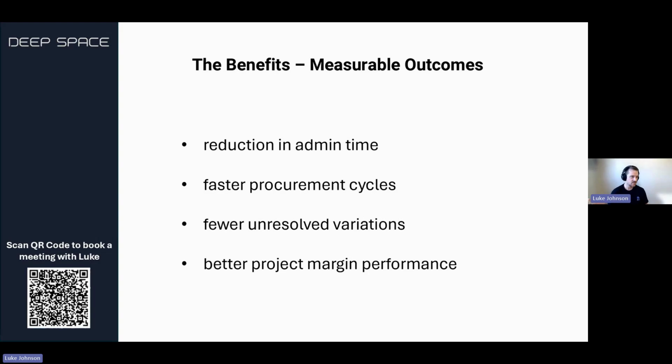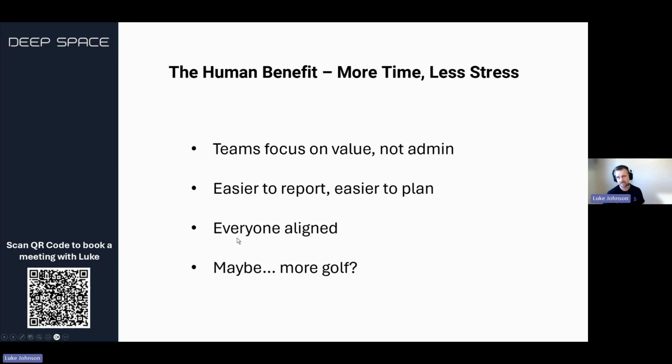And that's resulting in a reduction in admin time, faster procurement cycles, fewer unresolved variations. We're not approving claims we shouldn't have approved. We have visibility and we have better project margin performance. You can see why this is the case, right? It's not theory. This is a real result. This is a real outcome that happens when you bring your construction project management together and deploy AI across it.